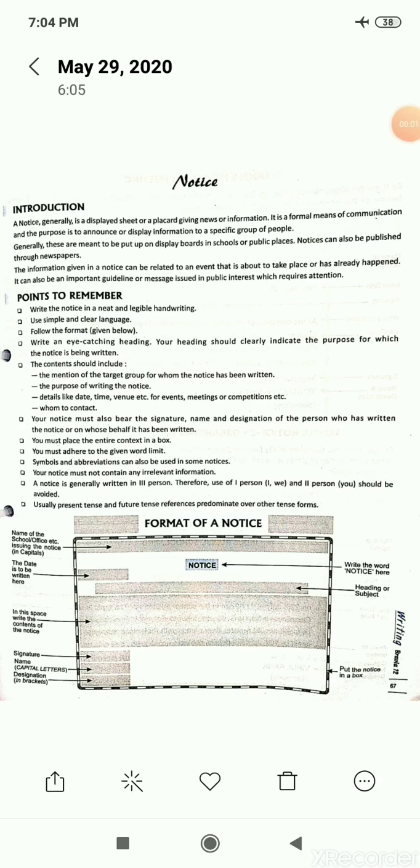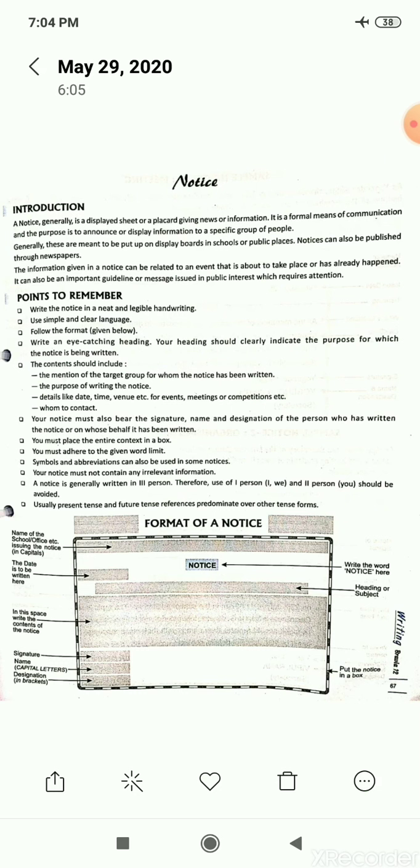So, moving forward to the steps and the points to remember in drafting a notice, right? So, listen very carefully. Children, the first point in writing a notice is that you should write it in a very neat and clean handwriting. Whenever a notice is put up on a board, it is meant to be read by a lot of people. It is meant to be read by a variety of people. So it should be written in neat and clean handwriting, right?